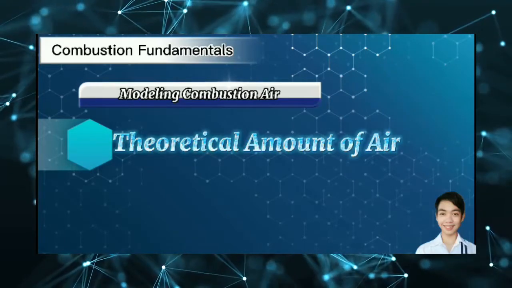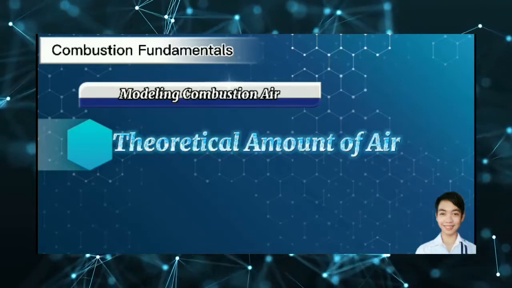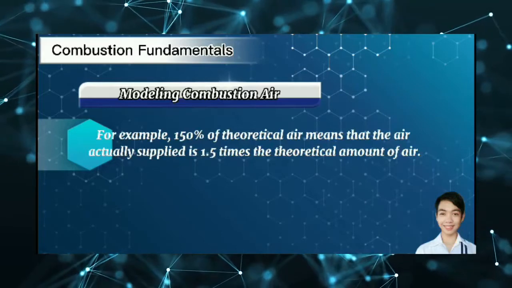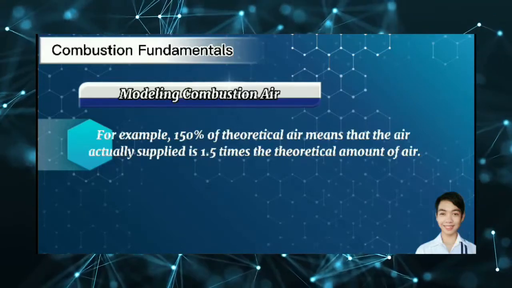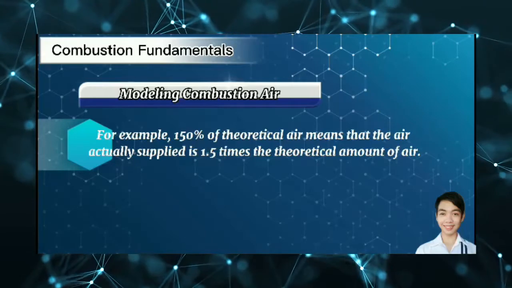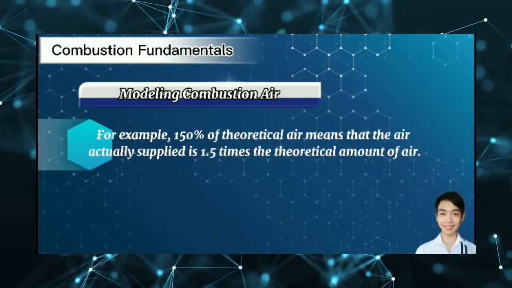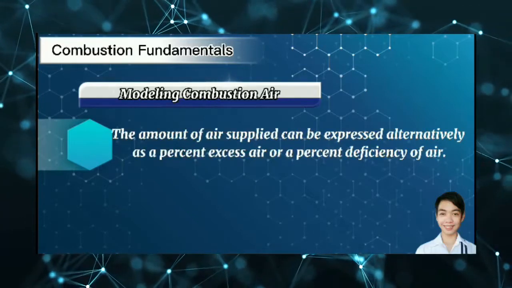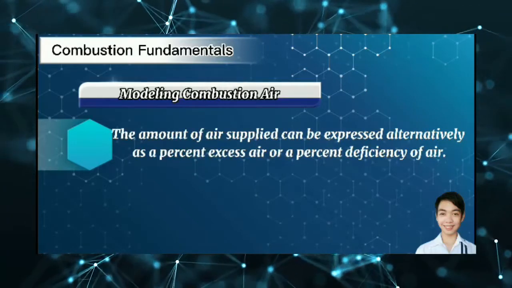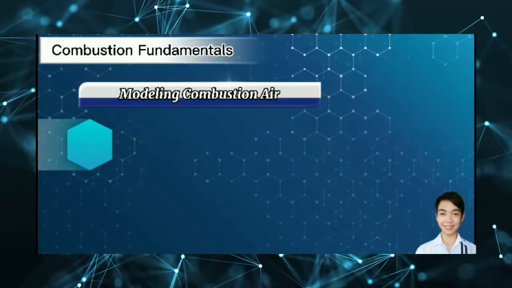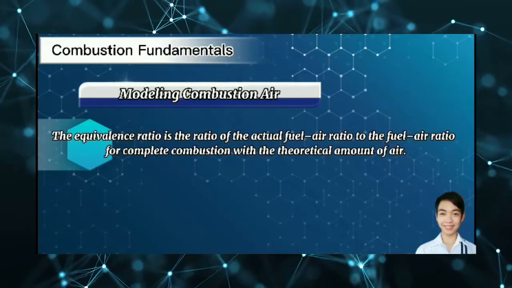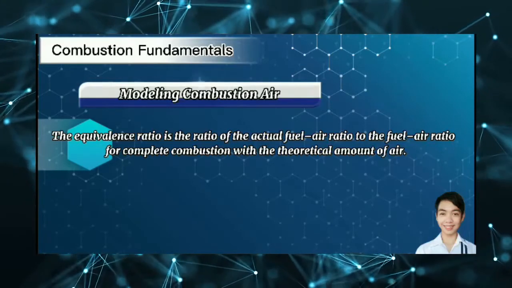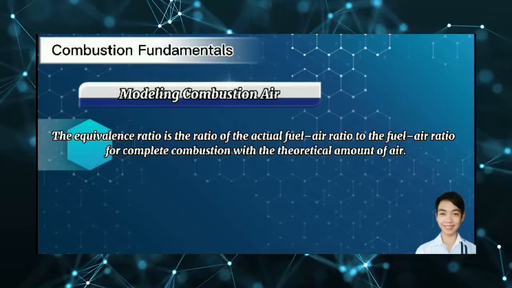The amount of air actually supplied is commonly expressed in terms of the percent of theoretical air. For example, 150% of theoretical air means that the air actually supplied is 1.5 times the theoretical amount of air. The amount of air supplied can be expressed alternatively as a percent excess air or a percent deficiency of air. The equivalence ratio is the ratio of the actual fuel-air ratio to the fuel-air ratio for complete combustion with a theoretical amount of air.